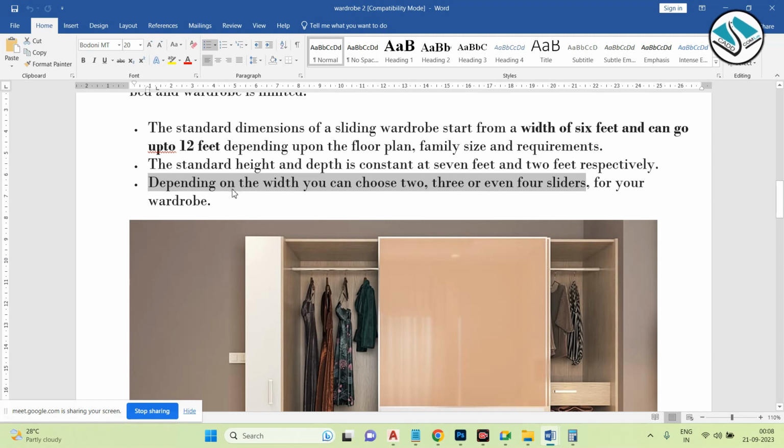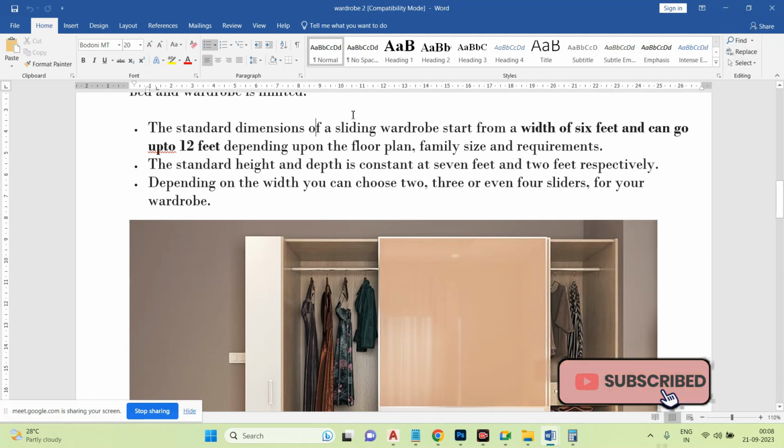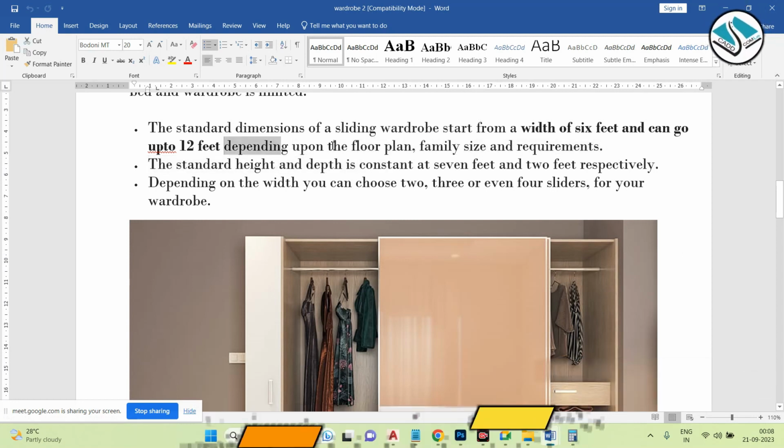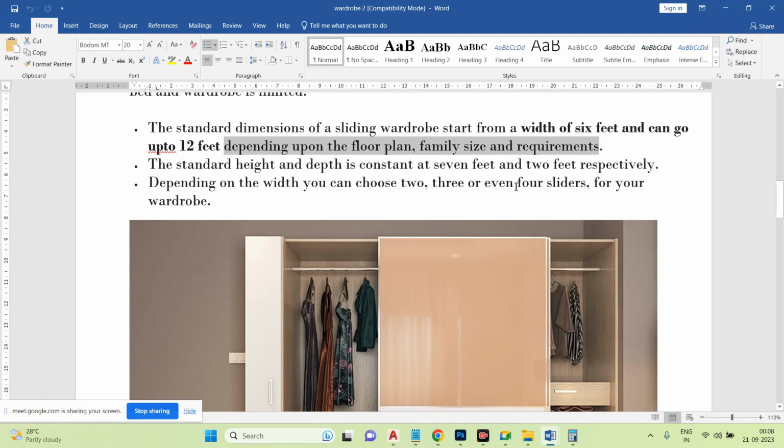That's great. I just want to say that you can work on the standard sizes, but there are so many conditions. It all depends upon the floor plan, family size and requirement. This point is also very important for you. Okay. Standard size is a basic that you can design any wardrobe on the basis of the standard size. But there is one thing, it all depends on the floor plan, family size and the requirement of the client.